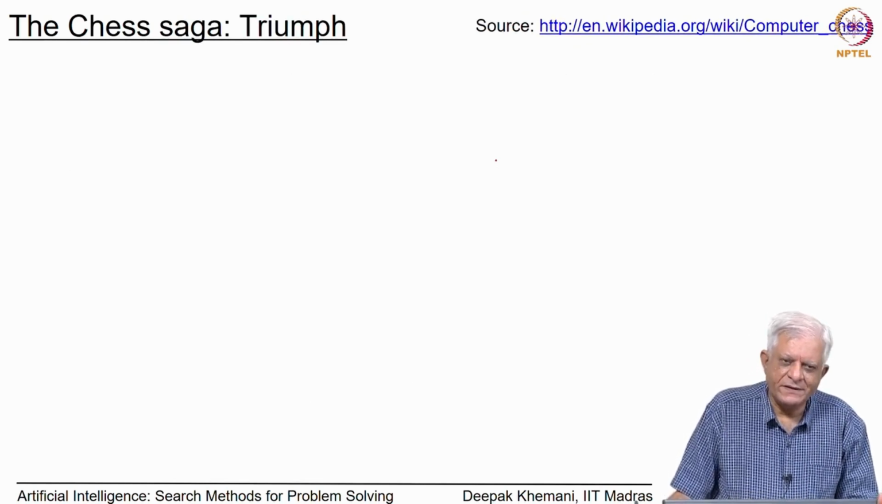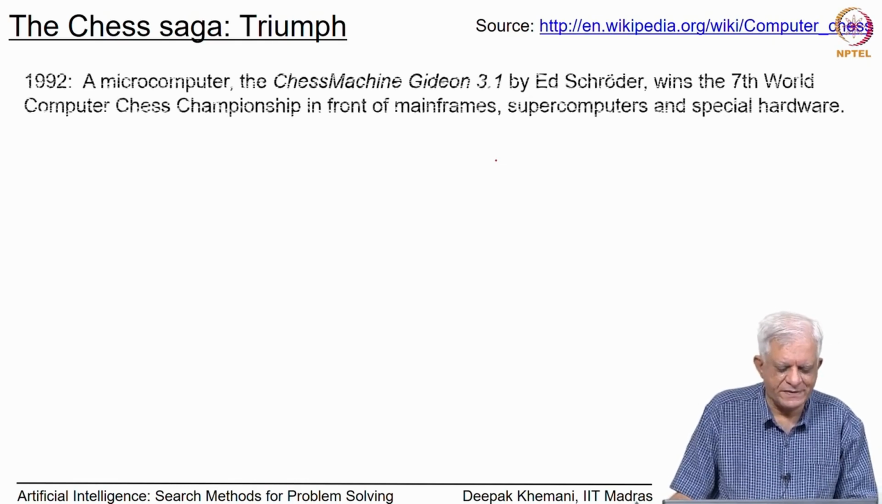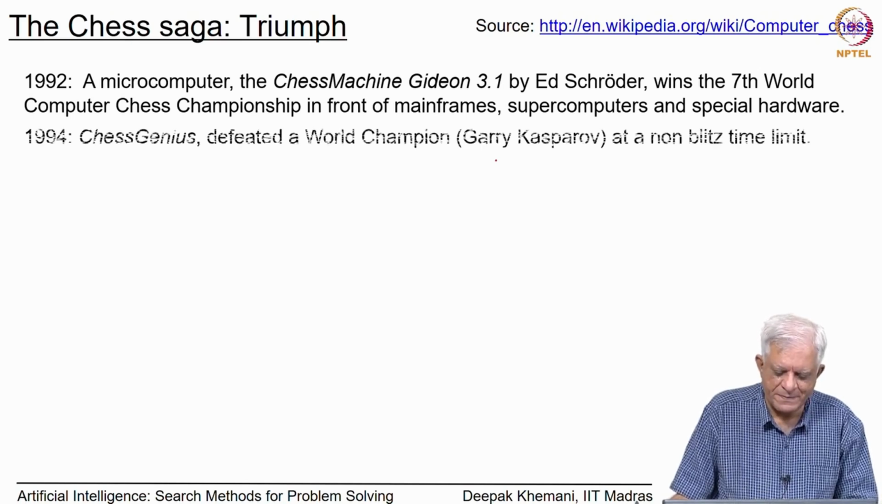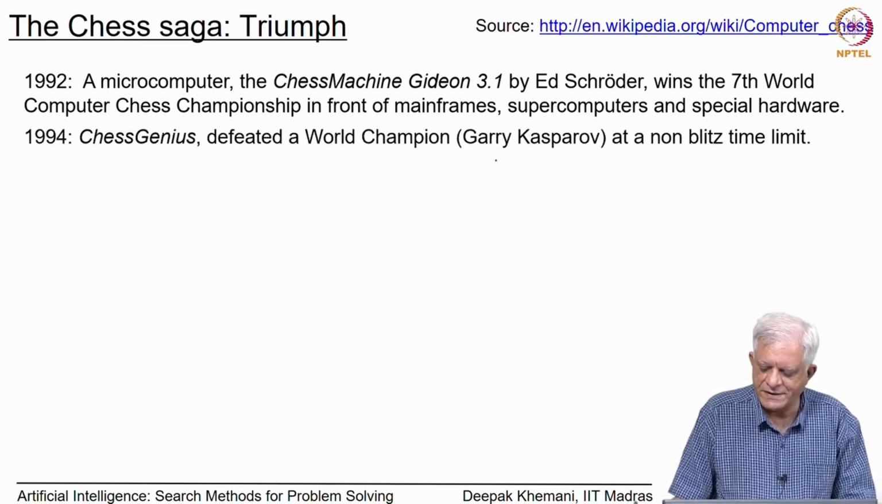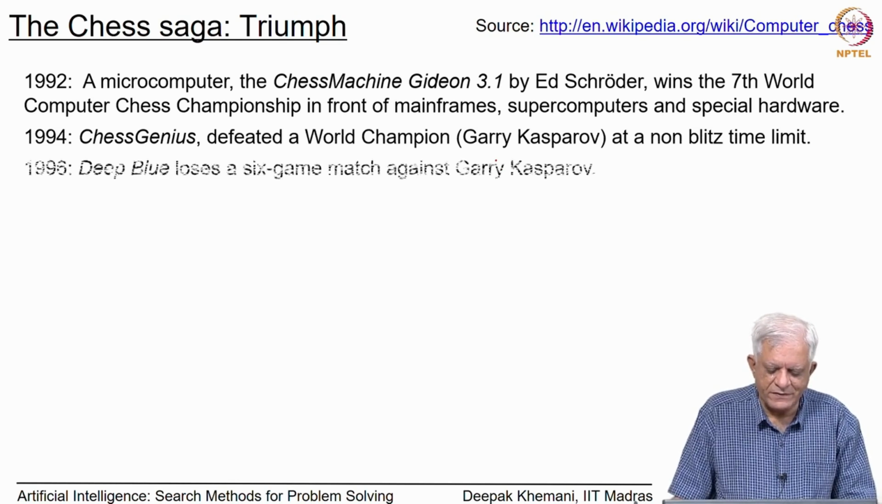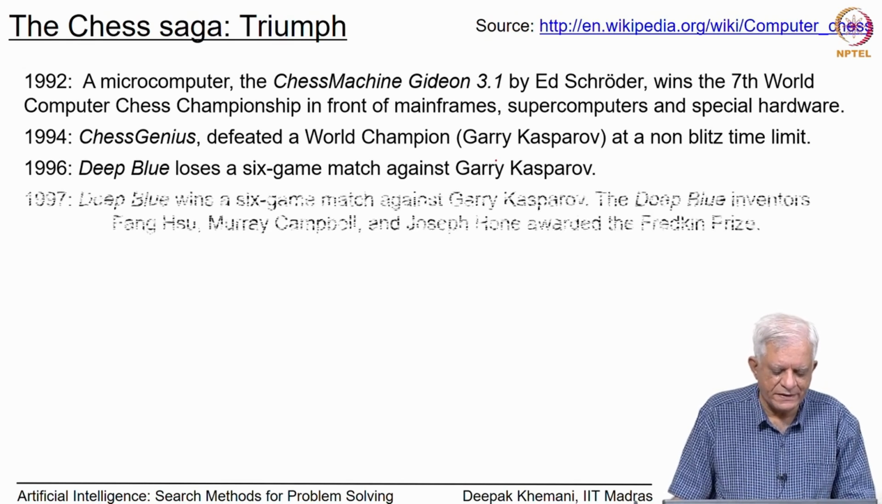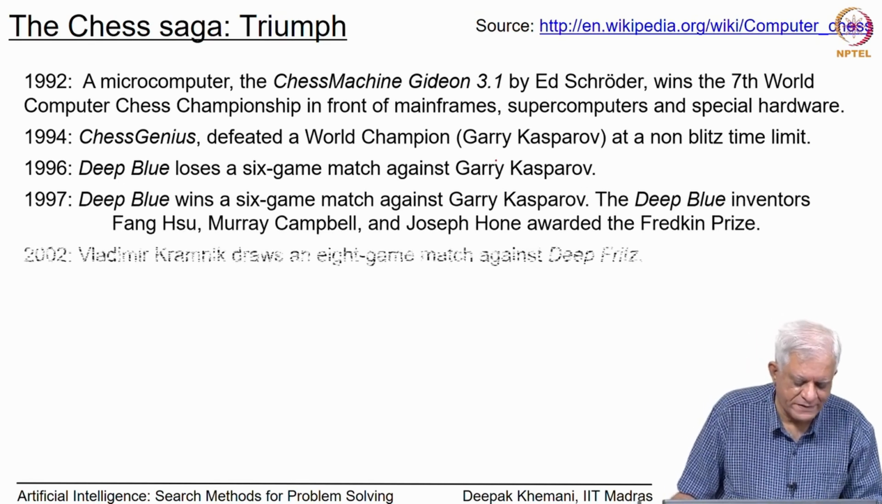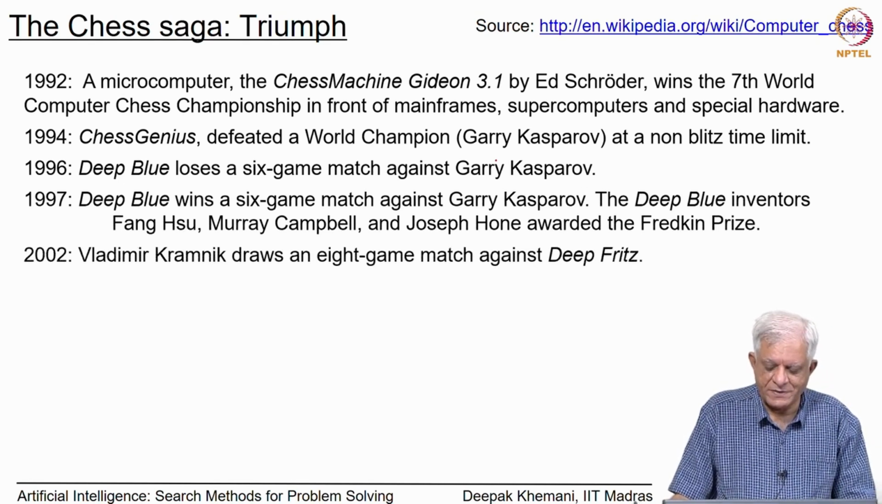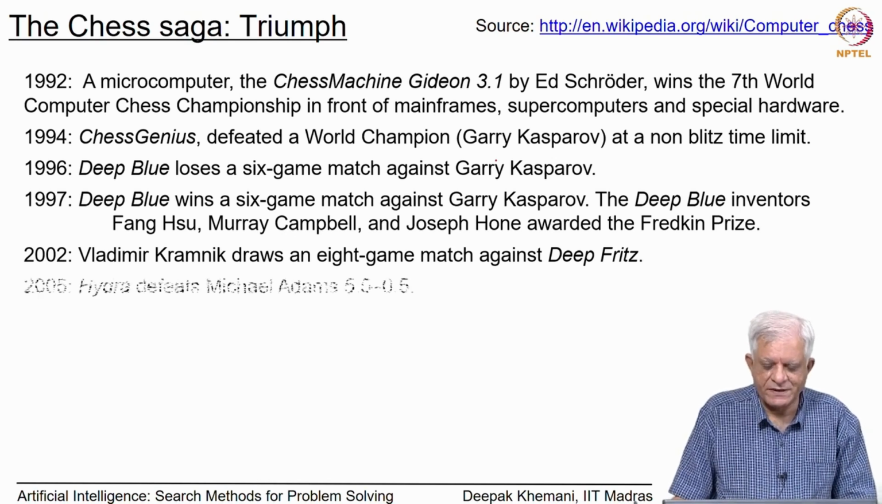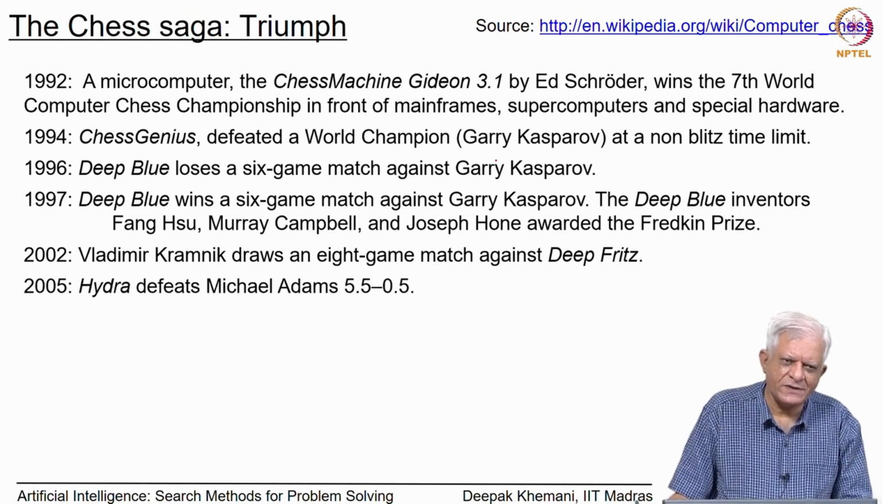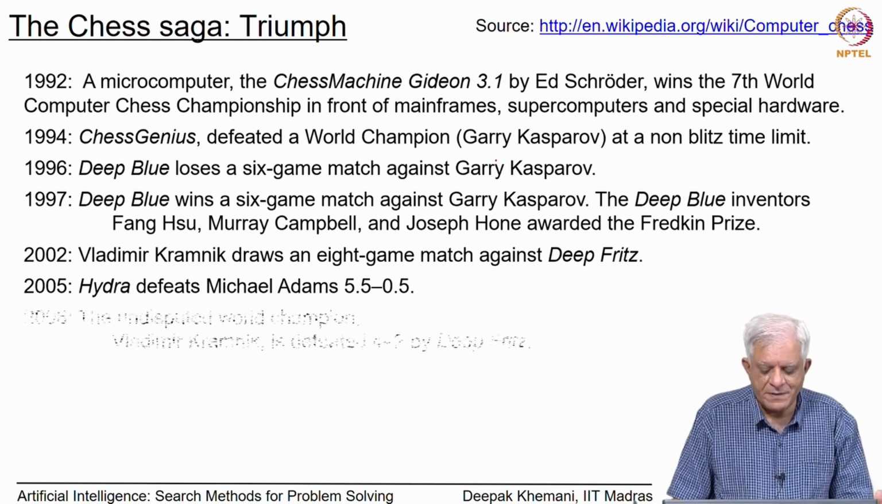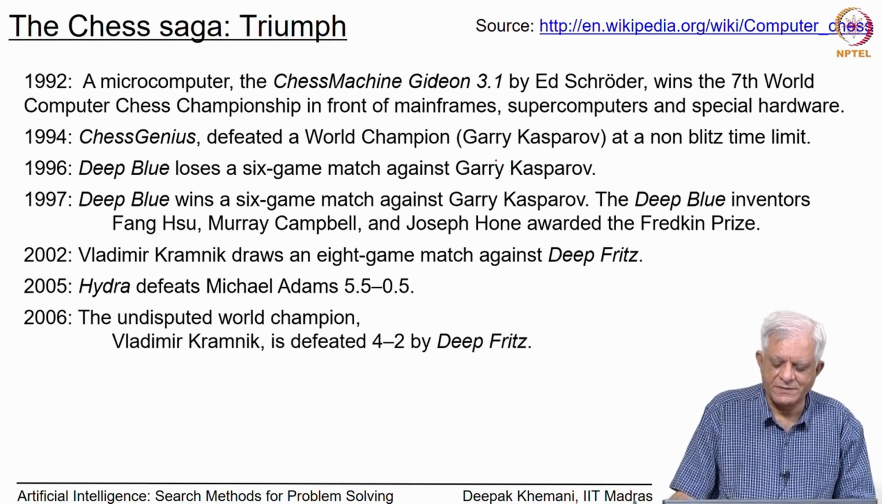And then the chess machines started becoming better than us. In 1992, a microcomputer chess machine wins the 7th World Computer Chess Championships in front of mainframes and supercomputers. Chess Genius defeated the world champion Garry Kasparov in a non-blitz time limit. Deep Blue from IBM lost a 6-game match to Kasparov in 1996, but in 1997 it beat Kasparov and its creators were awarded the Fredkin prize. So, 1997 was the landmark year in which a reigning world champion, in that case Garry Kasparov, was beaten by a program in a full match.